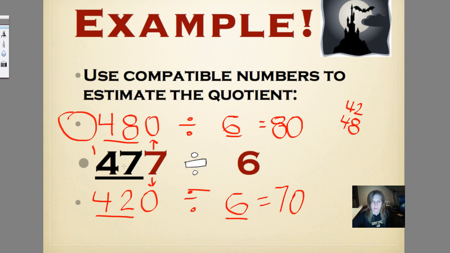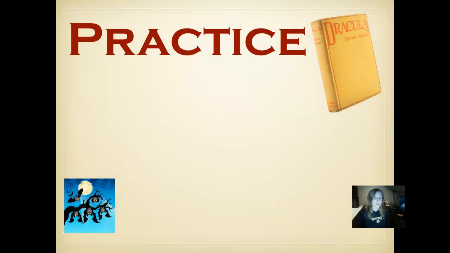It's 1 away from 47. 42 is 5 away from 47. So it's not nearly as close, and our answer is not going to be as close to the actual answer. So let's do some practice problems.